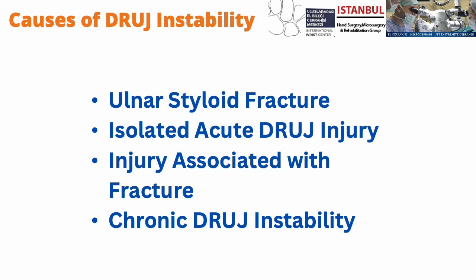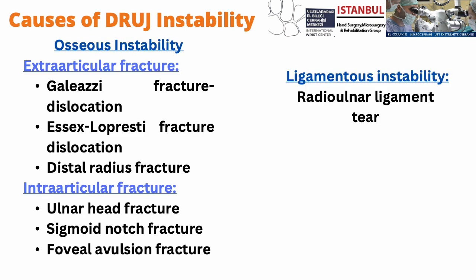What are the causes of the DRUJ instability? The patient may present with DRUJ instability with ulnar styloid fracture, injury associated with fracture as in Galeazzi fracture, isolated acute DRUJ injury, or chronic DRUJ injury. In general, the DRUJ instability also can involve bone components, whether intra-articular or extra-articular, and also soft tissue components.